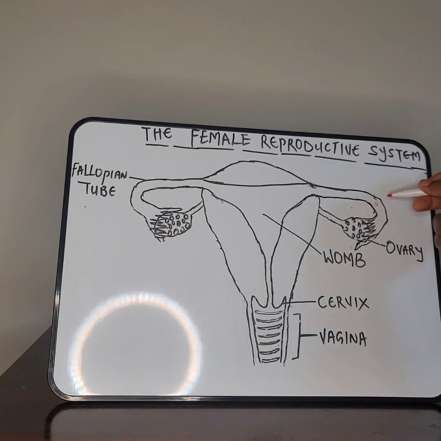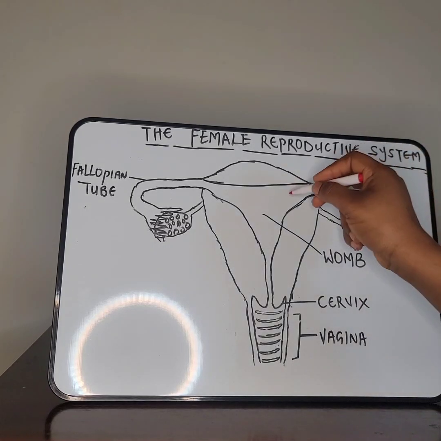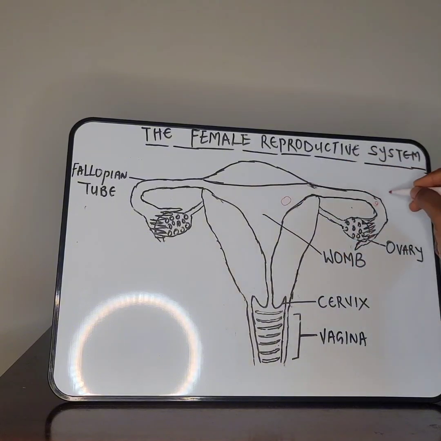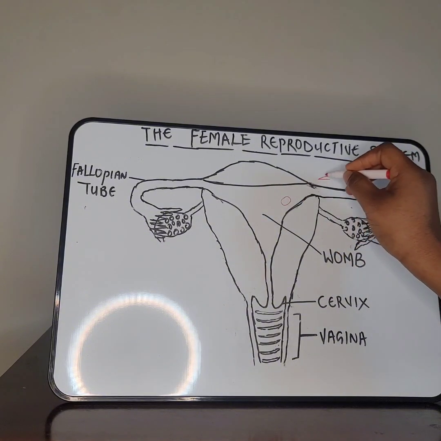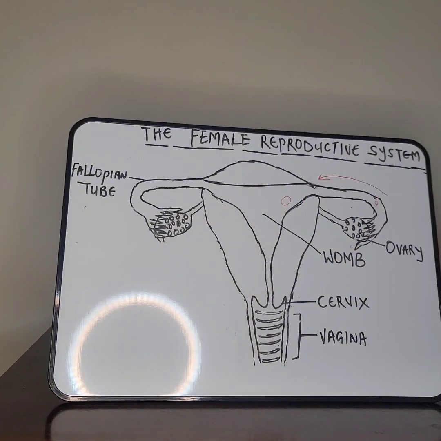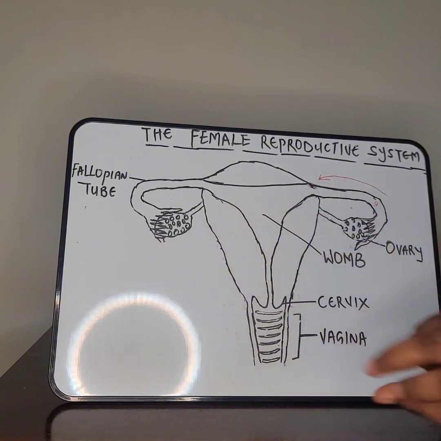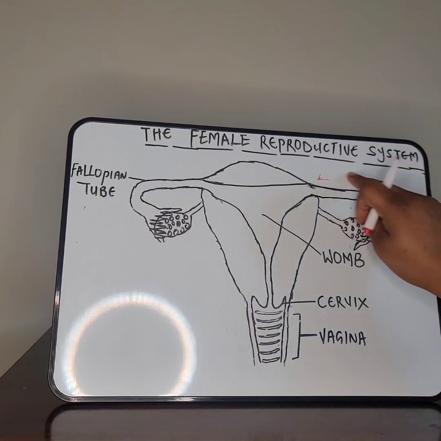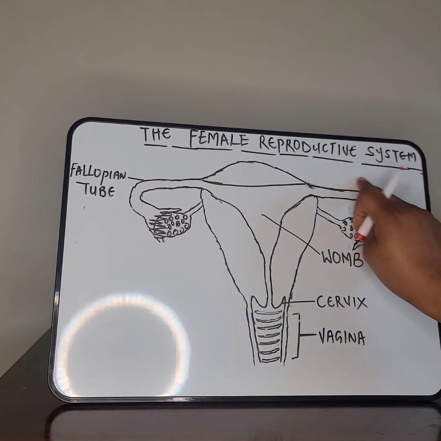The egg will have to travel through the fallopian tube all the way to the womb. And when it gets to the womb, the body takes it back. It gets absorbed back into the body. So obviously, there will be no baby that month because this egg will go back into the body and there is nothing like fertilization for that month.